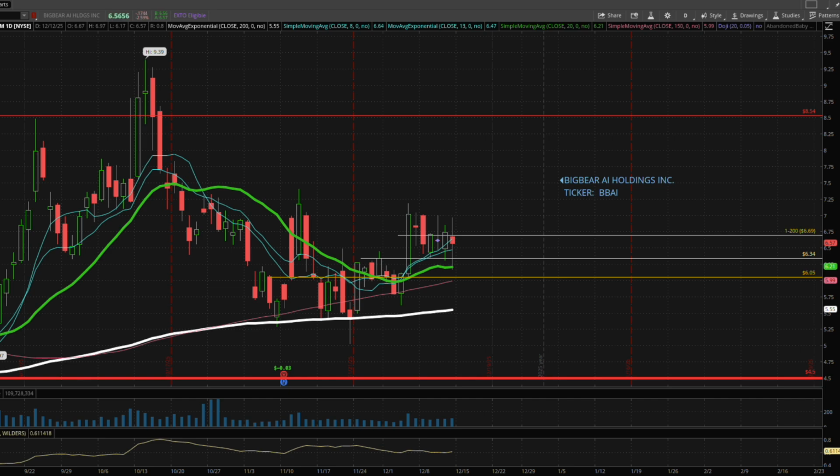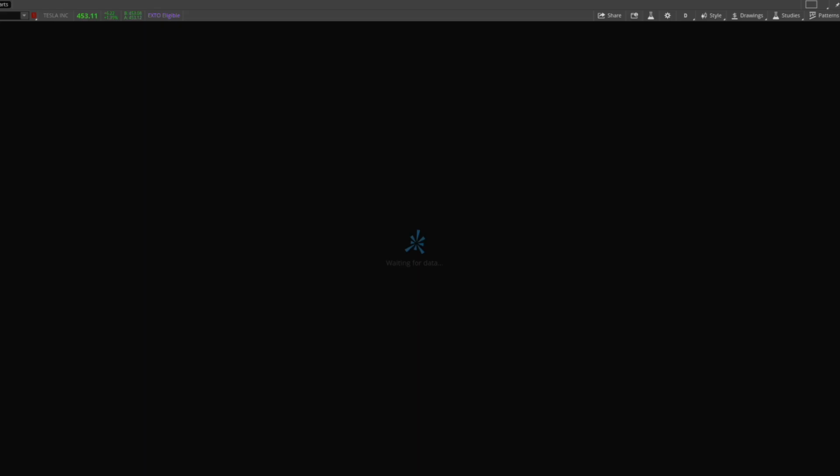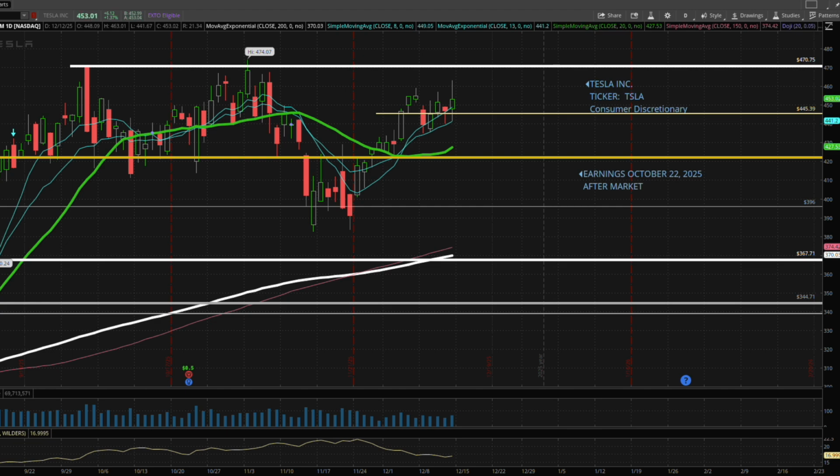If we put up something like Tesla, if you look down in that left-hand corner, you see the average true range on Tesla is $16.99. That is a huge difference compared to what we're looking at on Big Bear AI. So when you're trading, you have to understand your average true range too, and that's a whole other story as well.